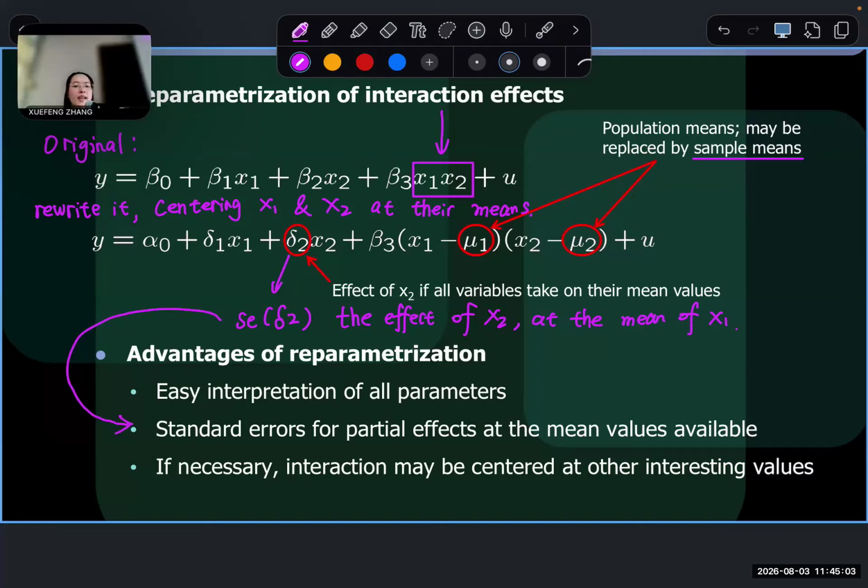And then we can use our t-test, right? Because this is a single univariate test. So we can use our t-test to test the effect at the mean directly.